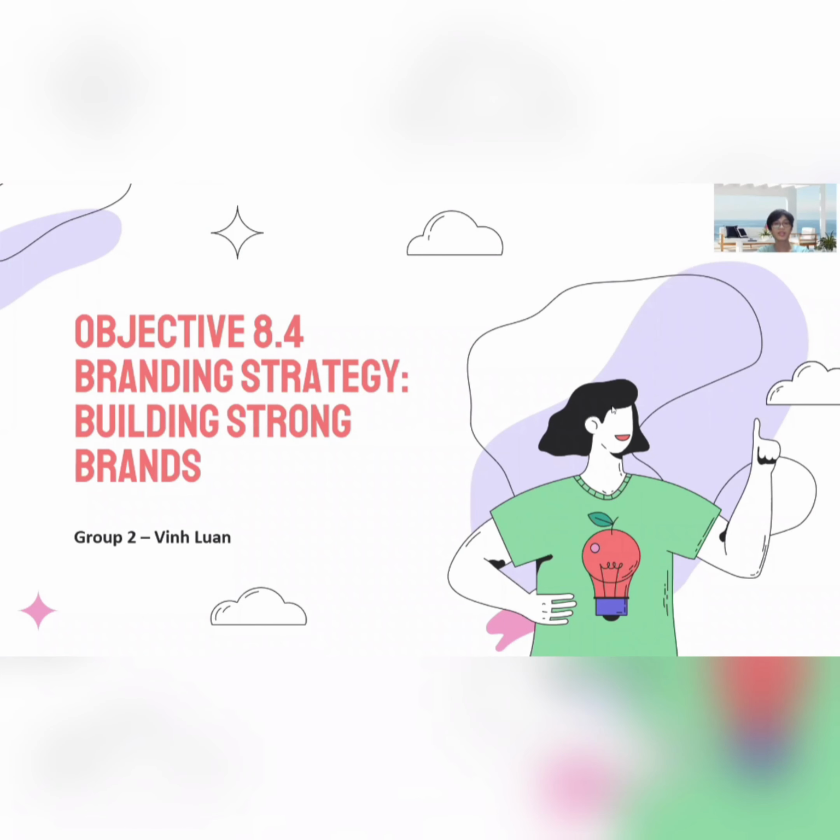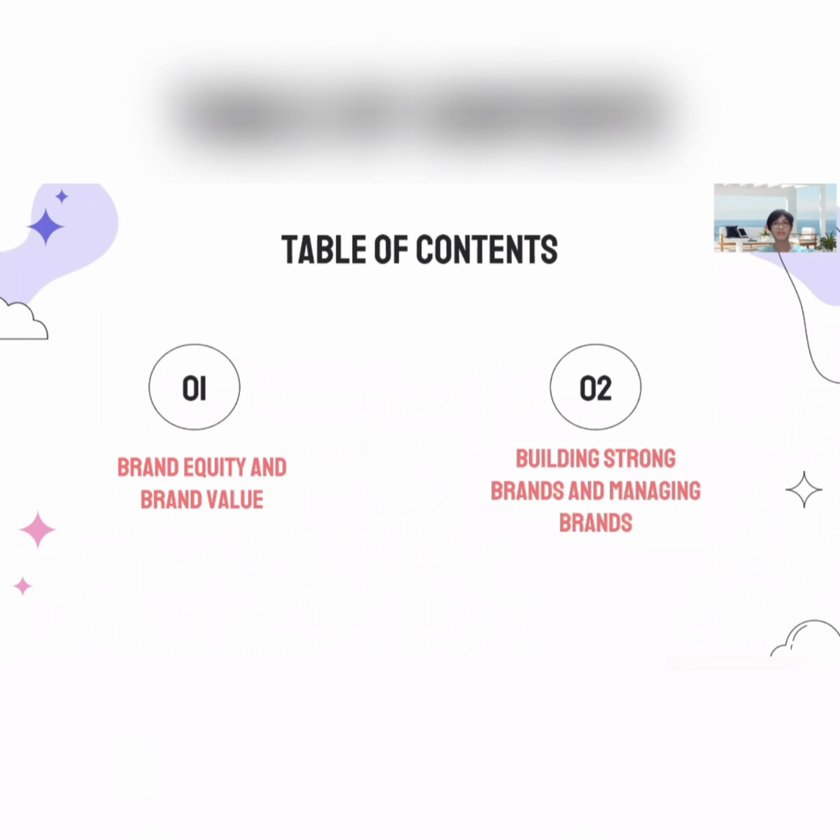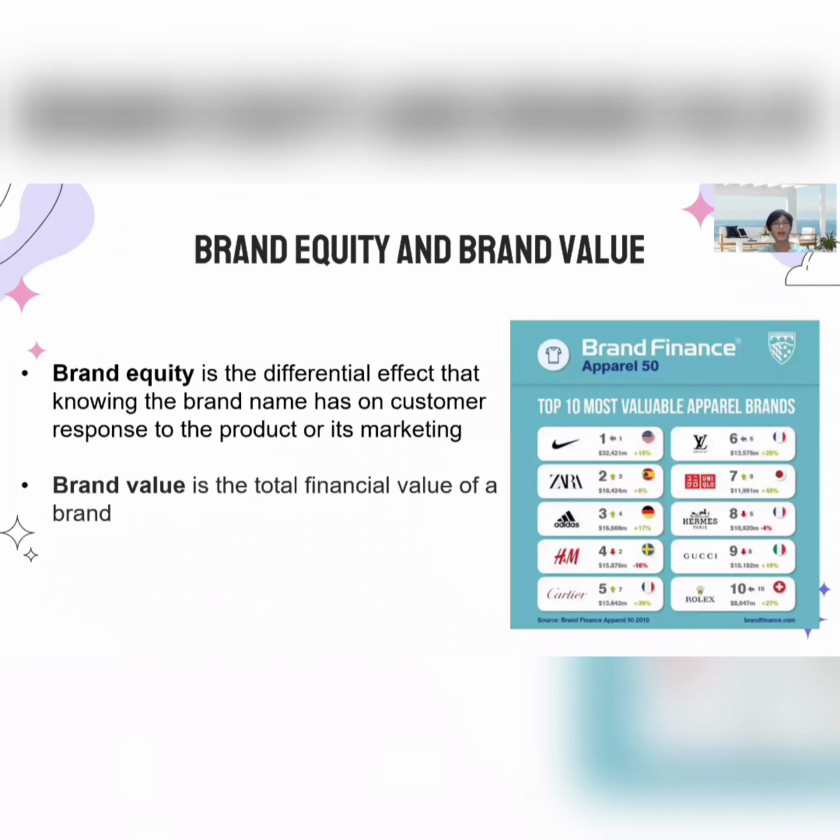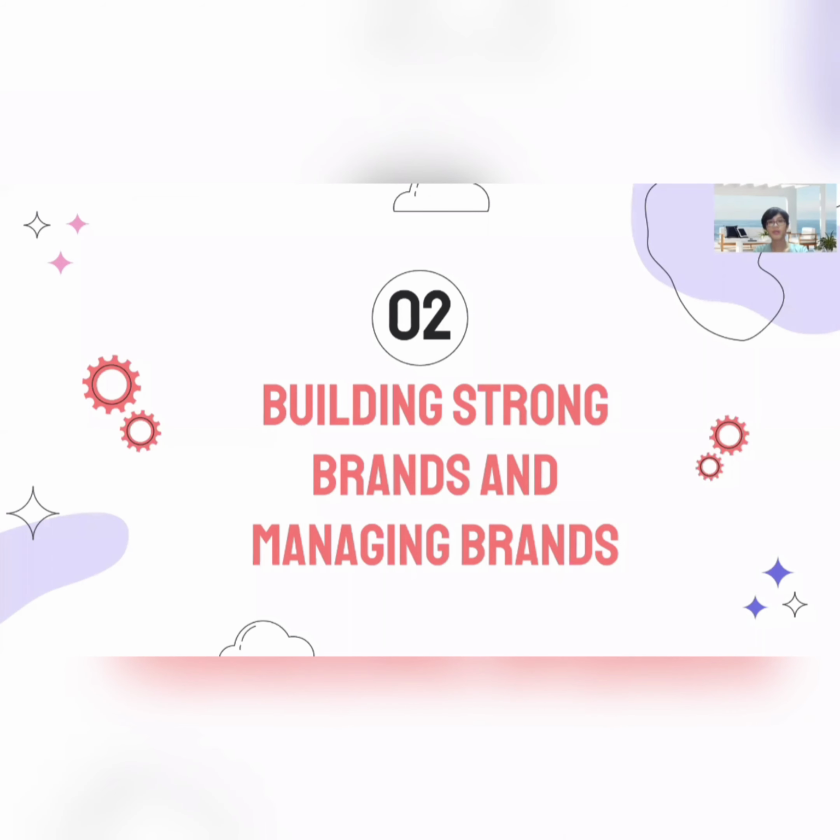The last objective is about branding strategies, building strong brands. In this objective, we learn about two parts. Moving to part one about brand equity and brand value. Brand equity is the differential effect that knowing a brand name has on customer response to the product or its marketing, while brand value is the total financial value of a brand. Here we have the top 10 most valuable apparel brands in 2018, and Nike is on the top with more than $32,000 million.